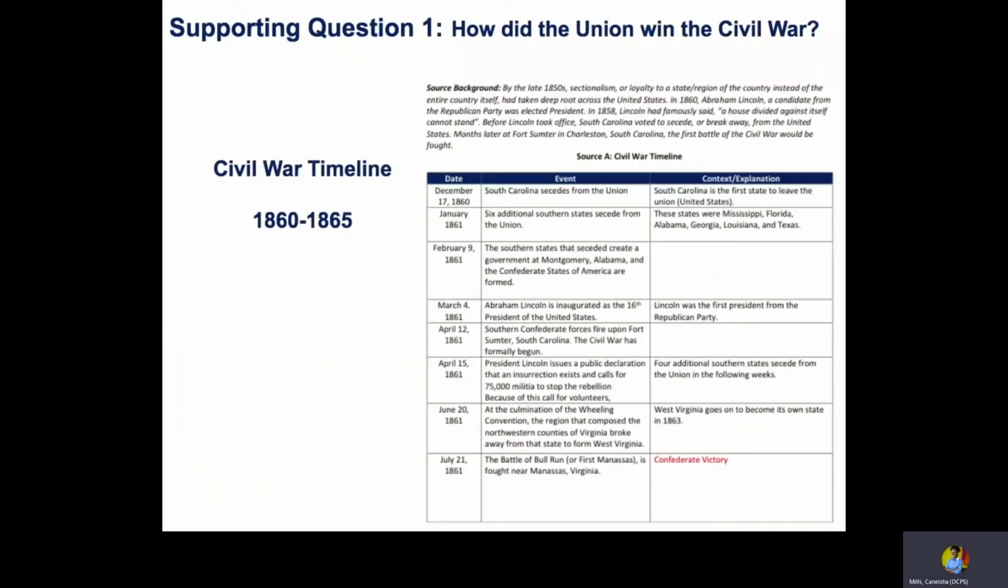The first supporting question is, how did the Union win the Civil War? In order to answer this question, you will look at key dates as well as events from 1860 to 1865 in the Civil War. This is known as Source A, or the Civil War timeline, which will tell you key events in the presidency of Abraham Lincoln, developments within the Republican Party, as well as several states seceding from the Union.